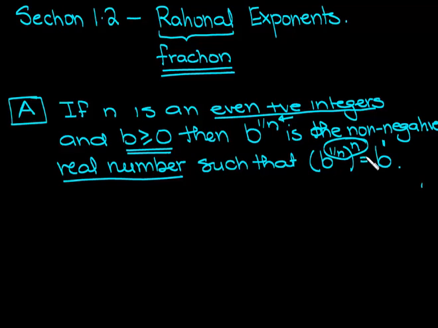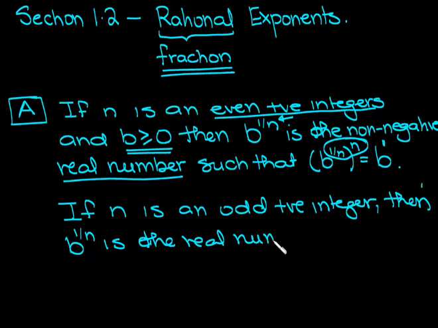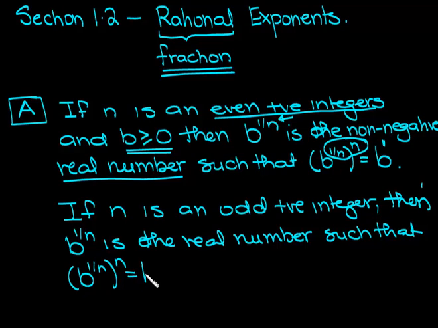There's another way to, and that's just for the even one. Let me go ahead and give you the other definition for odd, and then I'll give you a different definition. If n is an odd positive integer, then b to the 1 over n is the real number such that b to the 1 over n to the n is equal to b.